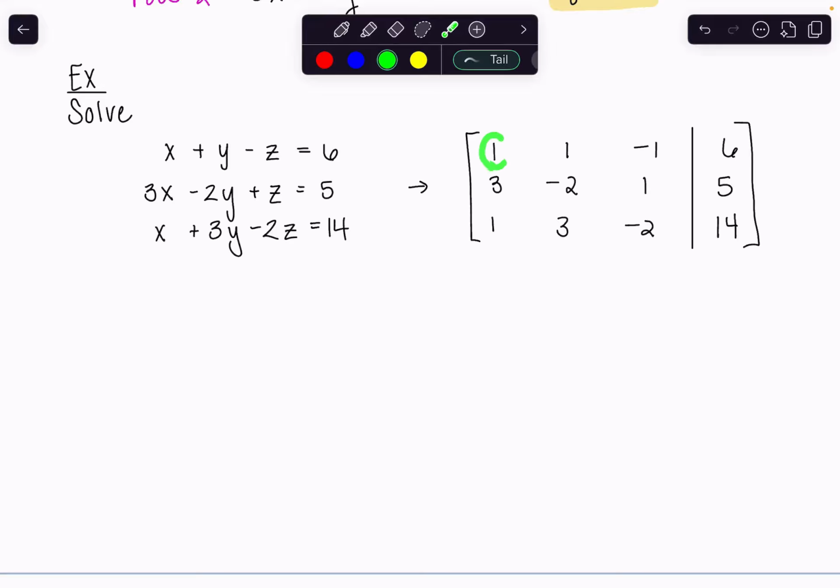So I'm still going to start with getting a 1 in that first spot, but fantastic, that is a 1, so I don't need to do anything at all. But again, that would be the first step. We get this spot a 1. But awesome, it's done. Then I need to turn what's underneath it into zeros.